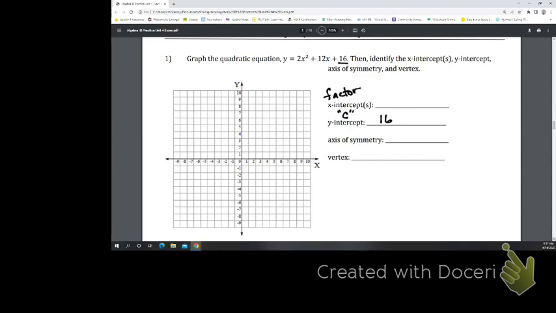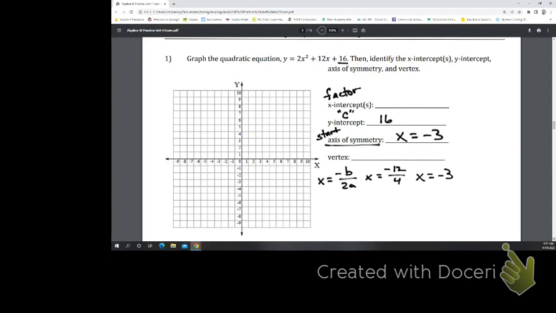And then if you are finding the x-intercepts by graphing, then really the graphing part, I would start with axis of symmetry. So even though that's not the order it's in, this is where I would start. So x equals negative b over 2a. So in this case, that's negative 12 over 4. So x is equal to negative 3. That's my axis of symmetry.